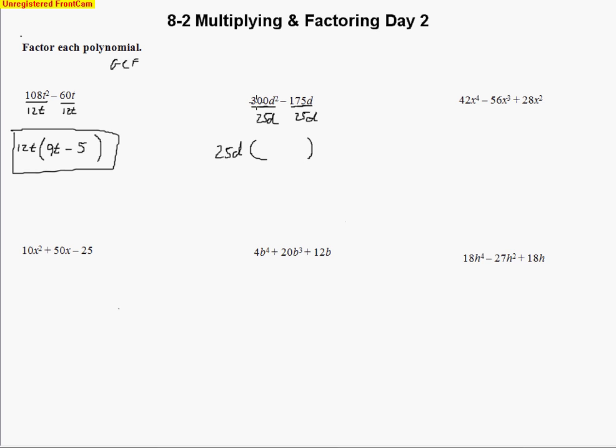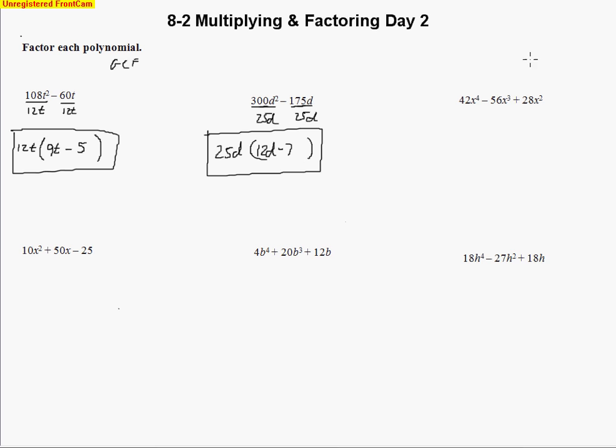25 into 300. So how many quarters make $3? Well, 4 make $1, so 4 times 3 would be 12. So 12 quarters make $3, so 25 goes into 300 12 times. And I still have one d left over because d squared over d just makes 1d. Over here, 25 into $1.75 would go 7 times because 7 quarters make $1.75. The d's cancel out, so that would be our answer right there. Again, no more common factors inside the parentheses, so I know I am correct.